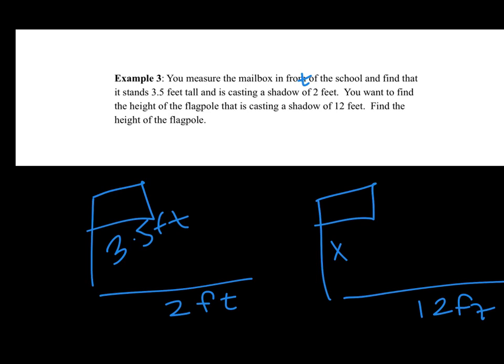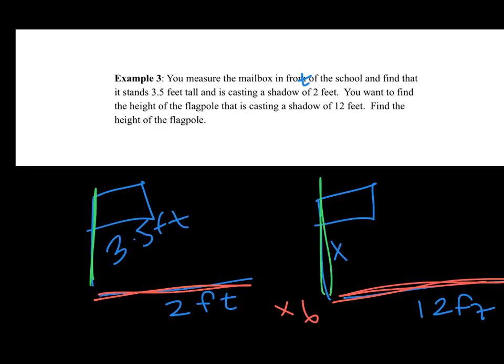All right, so again, I'm going to look at my corresponding sides, and the measurements I have are 2 and 12. So to get from 2 to 12, I'm going to multiply by 6, which means I also have to multiply the other side by 6. So I'm going to say 3.5 times 6, and 3.5 times 6 is going to give you 21. So that means that the flagpole has a height of 21 feet.